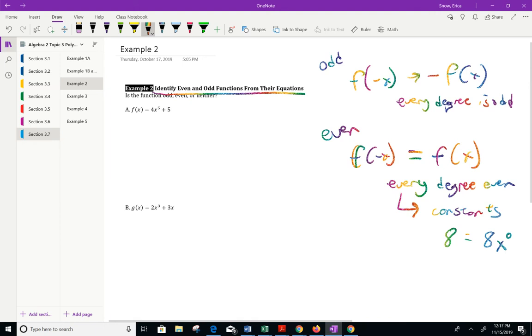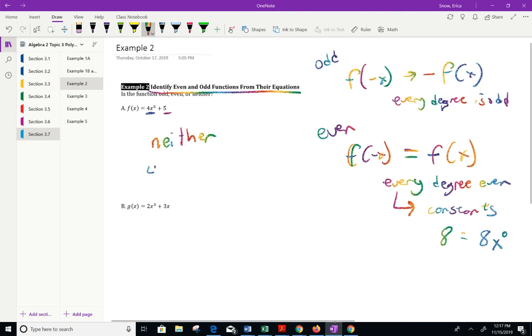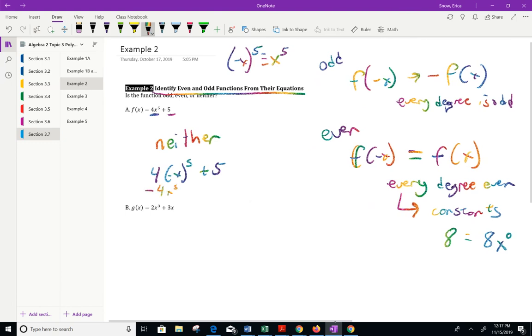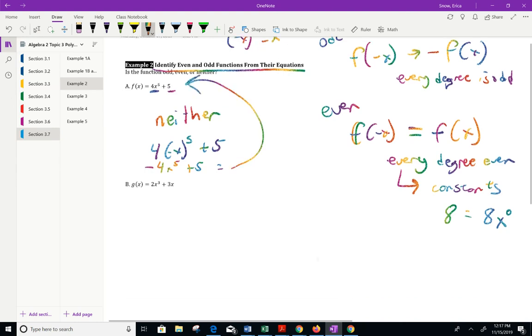So if I look at A, what I notice here is that we have x to the 5th, but then we have x to the 0. X to the 0 is even, and so this one is going to be neither. But if I wanted to prove that algebraically, I would say 4, and then I'd put in negative x to the 5th plus 5. And negative x to the 5th is going to be negative x to the 5th, because there are 5 negatives, so that makes it negative. So this is going to be negative 4x to the 5th plus 5, which is not everything opposite.